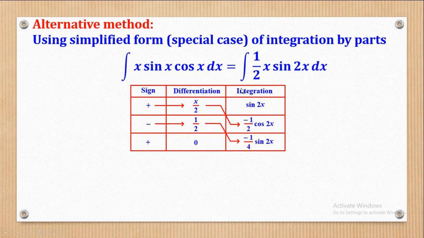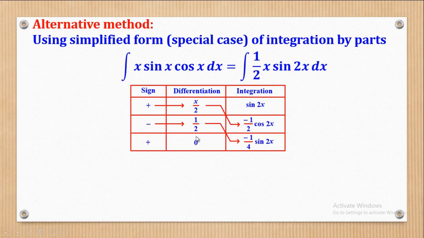For sign, you start with plus, then go to minus, then plus, and the process continues until you stop. Now, how do you know where to stop? You know where to stop by using the column of differentiation. You have to differentiate until you get zero. In this case, we are given 1/2 x. When I differentiate 1/2 x, I come up with 1/2, which is here. When I differentiate 1/2, I come up with zero. So that means I have to stop on this row.